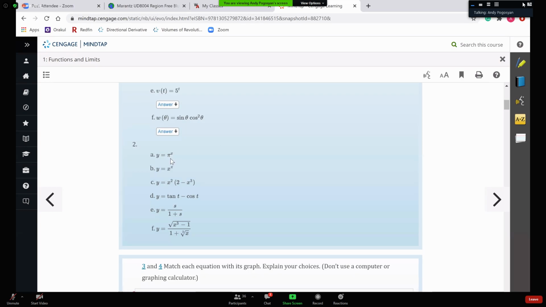Pi is a number, right? Yeah, it should be an exponential function. Let's say 2 to the x, 3 to the x. So it's pi to the x. Pi is a constant, so it's exponential. Now B.